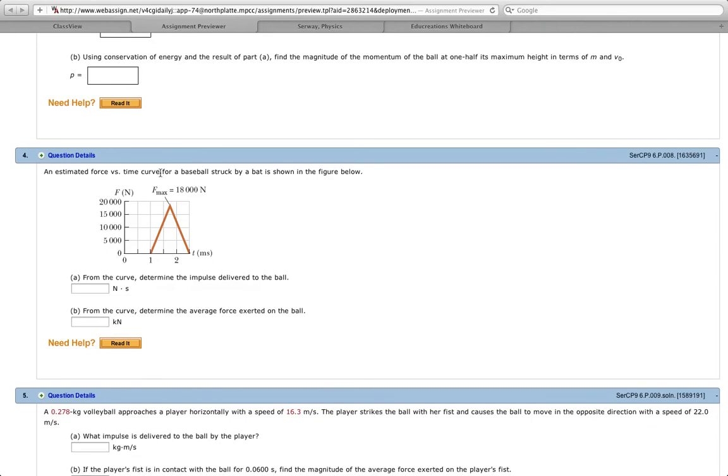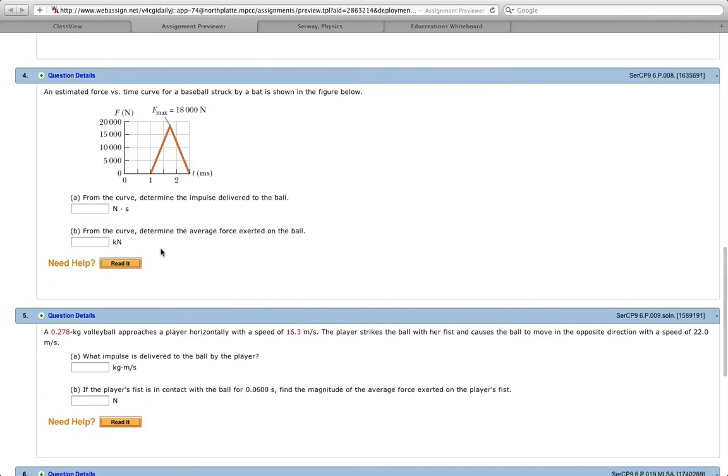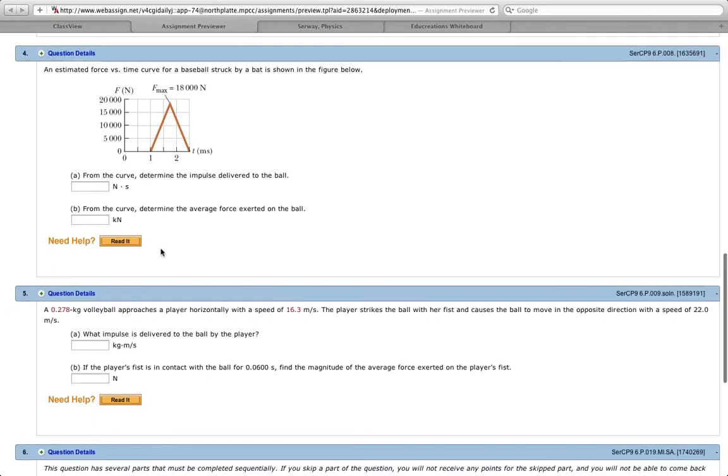We have an estimated force versus time curve, and force times time, of course, is momentum. So we're counting squares under the curve again. The area under the curve is going to be the change in momentum, or the impulse delivered to the ball.